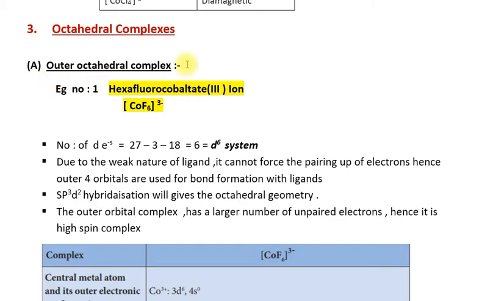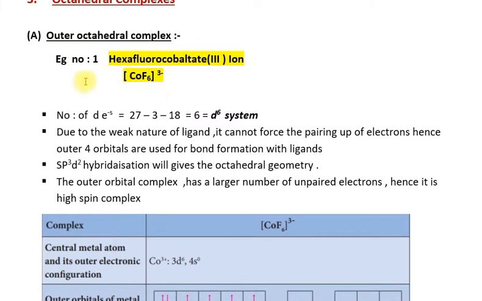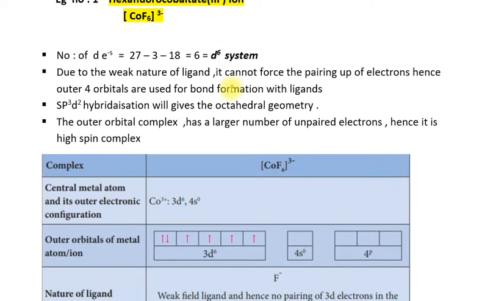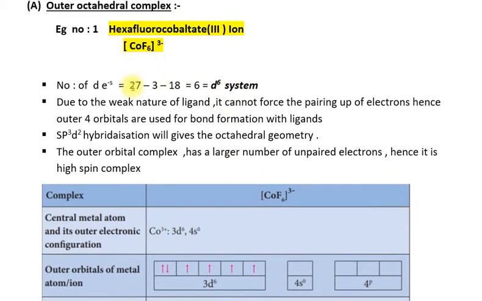So the first one is the outer octahedral complex. The first example is CoF6 3-, that is hexafluorocobaltate(III) ion. The rest are the same procedures as said before. We want to consider the d electrons in the metal ion, that is a d6 system. Here the ligand is fluorine. It is a weak ligand, therefore pairing up of the electrons is not possible. Hence the outer 4d orbitals are used for the bond formation with the ligands. Therefore the hybridization will be sp3d2 and it will give the octahedral geometry.